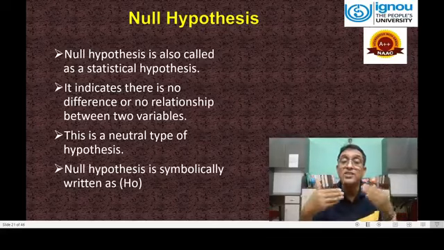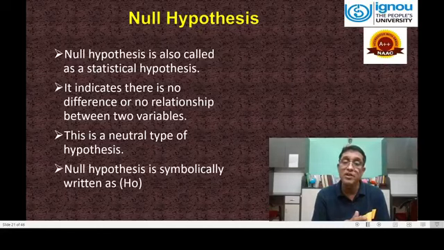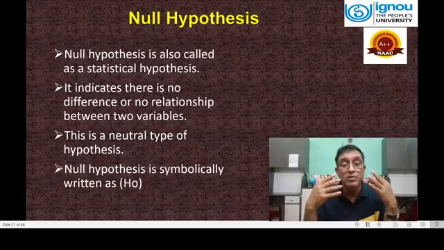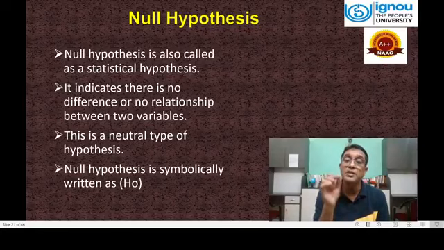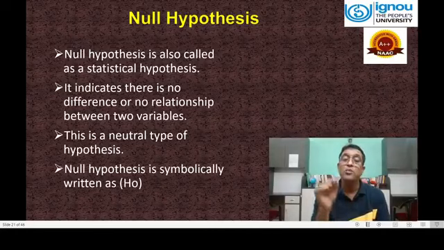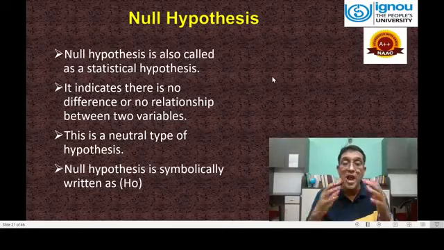When you test it, you will find whether there is no relationship or whether there is no difference. And if there is a significant difference, or a significant relationship, then you have to reject the hypothesis. But the null hypothesis provides you a scope, a certain process for testing the hypothesis. This is also called a neutral type of hypothesis, because it is not a biased hypothesis.